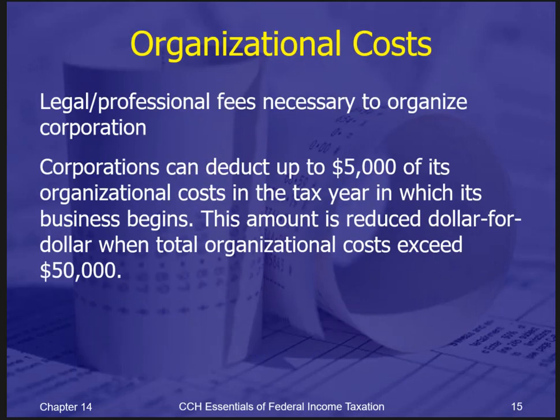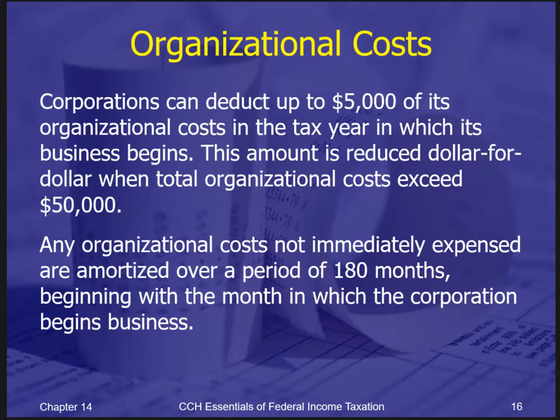Organizational costs are another one that is kind of limited to corporations, or at least they're going to be more substantial with a corporation because it usually takes a little bit more legal costs to organize a corporation. But they can deduct up to $5,000. There's a limit on organizational costs in a tax year. The rest is going to be amortized over 180 months. And the deduction starts to get reduced when your total organizational costs exceed $50,000.